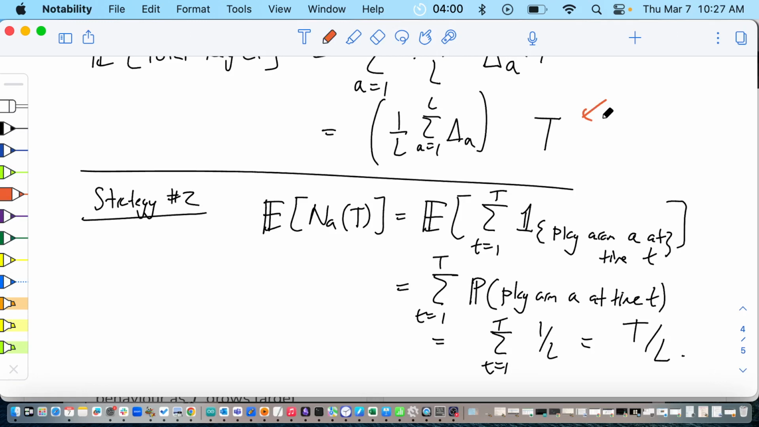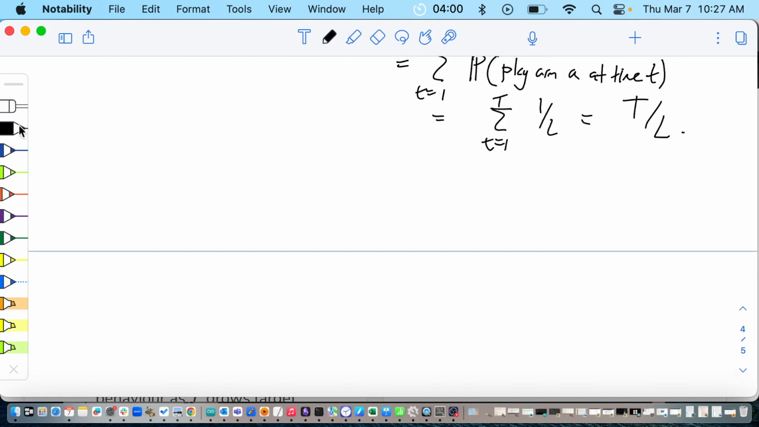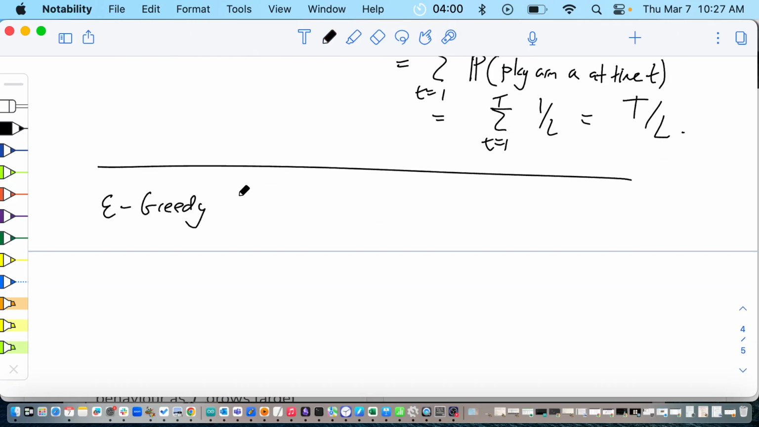You don't even look at what rewards you got from pulling the arms. So we want to do something that's substantially better than this. Okay, here is the one the textbook shows many times, and it is called the epsilon-Greedy strategy. You might have seen it in the textbook or somewhere else. Okay, here's the epsilon-Greedy strategy.